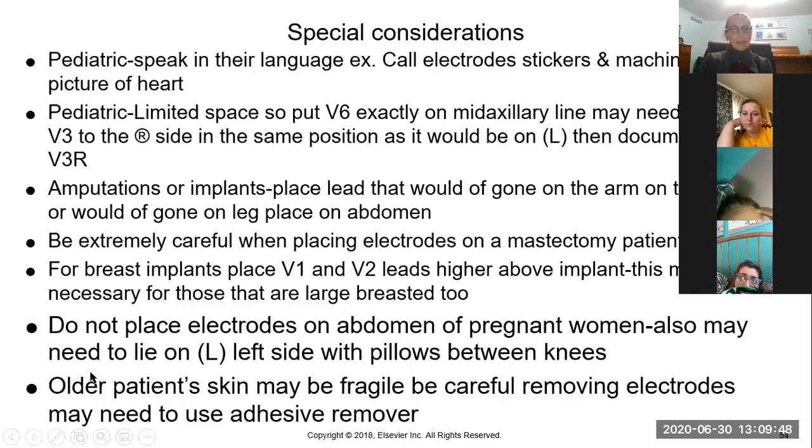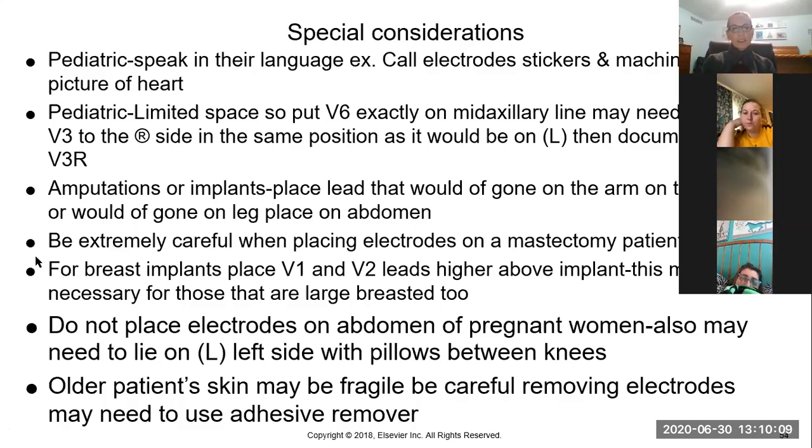Also consider older folks. Remember we talked about how their skin tears very easily? When you're removing those electrodes, you need to be very careful and hold the skin down and make sure you do it very slowly. You may also need to have some adhesive removal substance to help take that off so we're not tearing their skin as we're removing those.